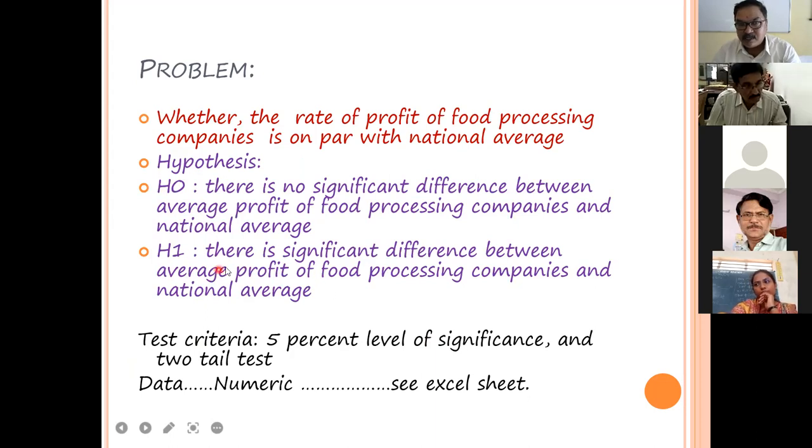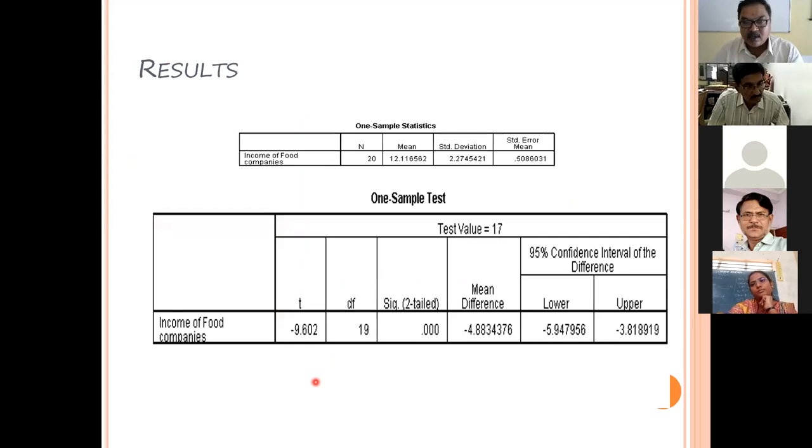This is how you have to write in your thesis or in your article once you get this result. The mean rate of profit of the selected sample companies is 12%, and the national average is 17%. The mean difference is 4.88%. The calculated t value is very high, and the level of significance is less than 1%.